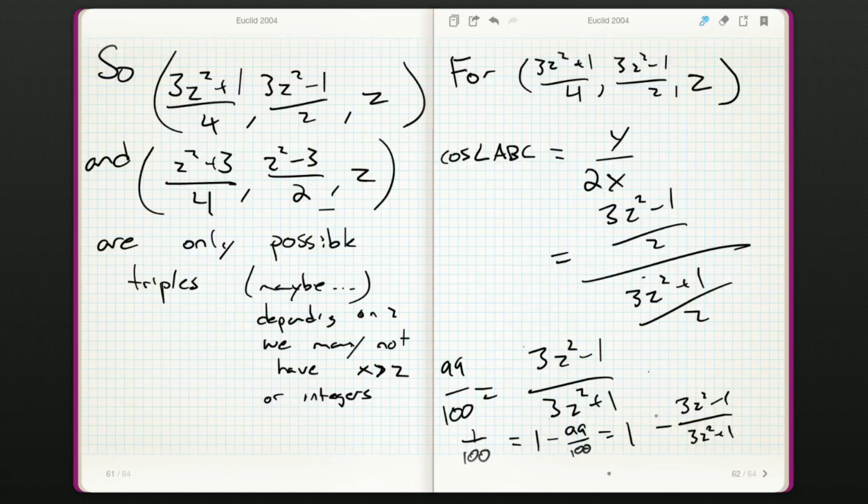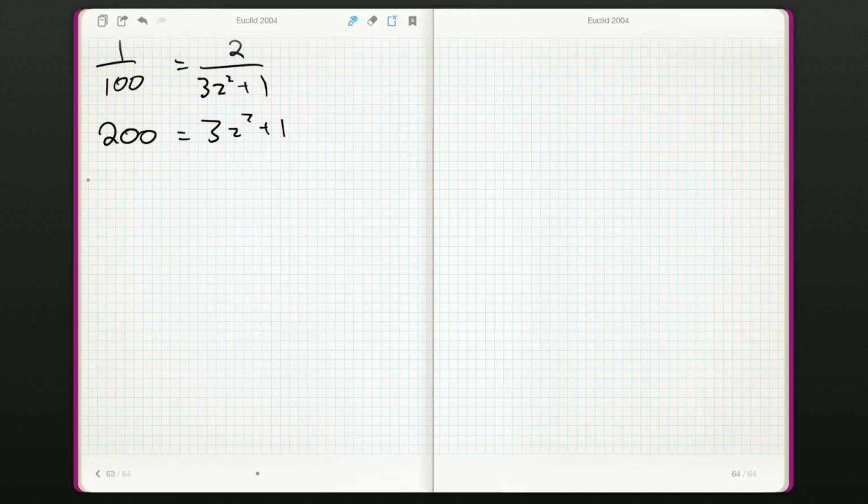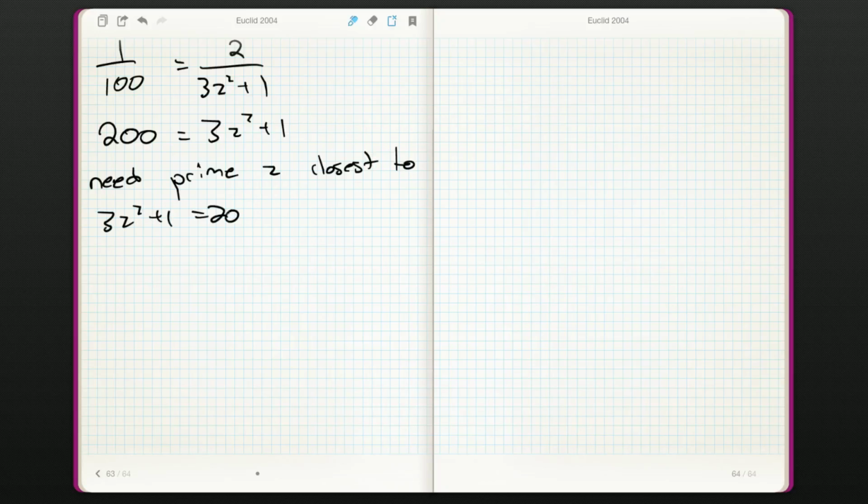Yeah, we'll get 3z squared plus 1 over here, and then you'll just get a 2 on top. So 1 over 100, 2 over 3z squared plus 1. Aha! Okay, so what do we need? 200, 3z squared plus 1. So I need a prime z closest to 3z squared plus 1 is equal to 200.